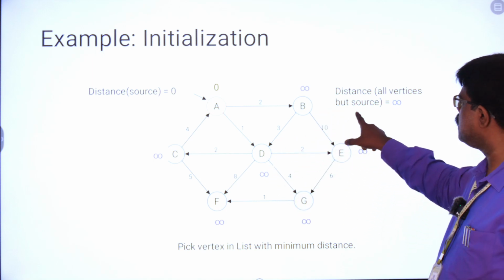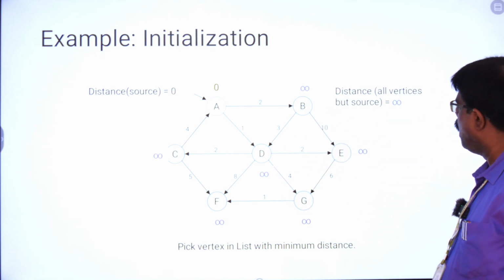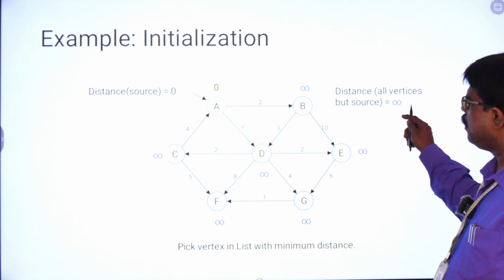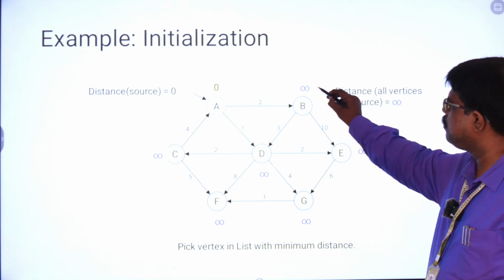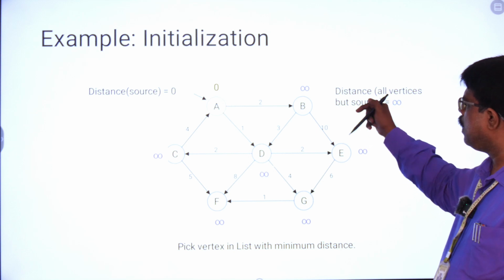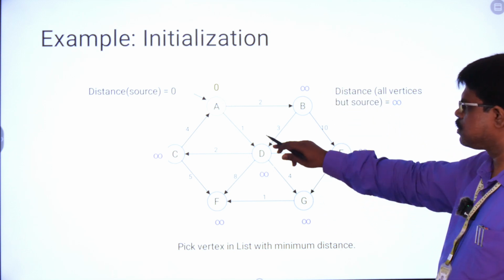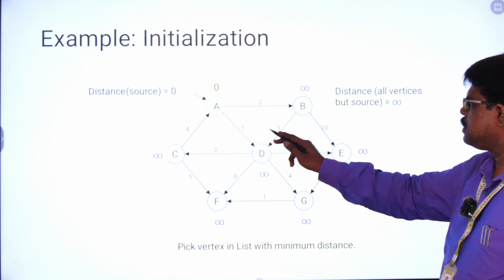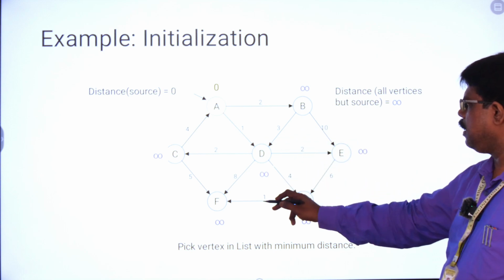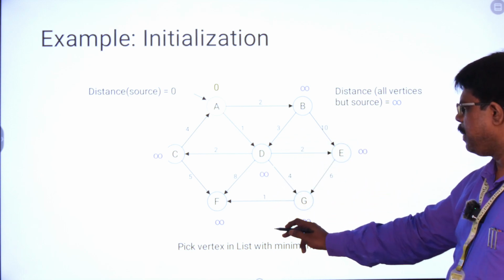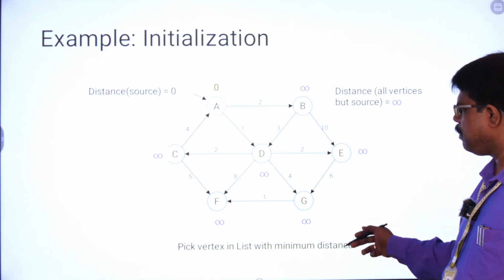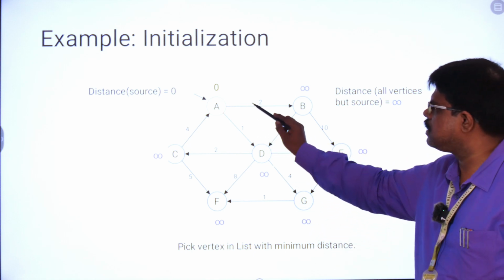So you can consider the distance of all vertices, but the source will be 0 and the others infinity. This symbol is called infinity. So, nodes A, B, C, D, E, F, G. Pick the vertex in the list with the minimum distance. For each edge, values will be given.